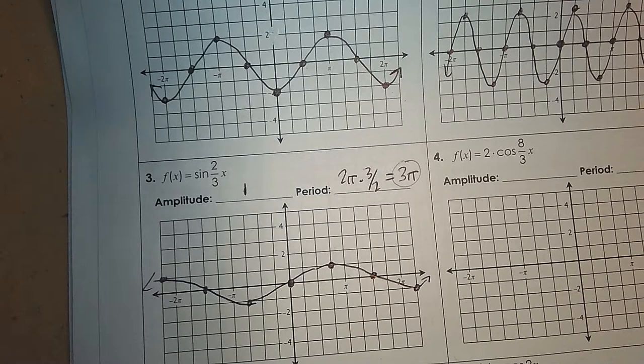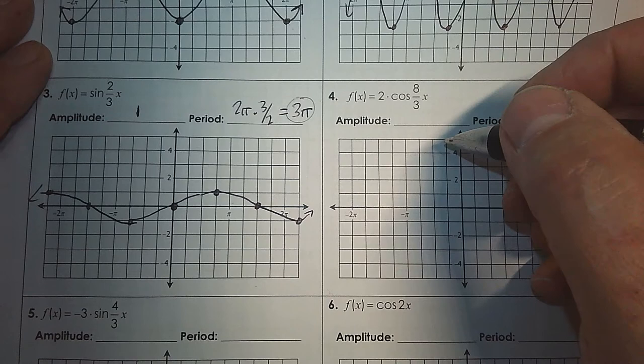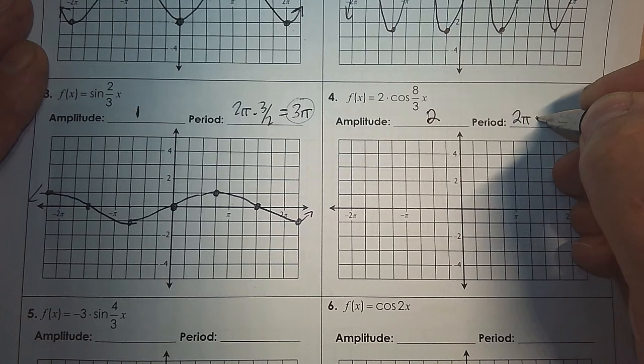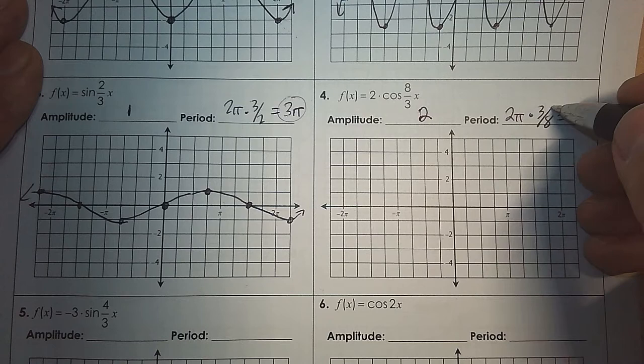All right, number 4. What's the amplitude? It's being multiplied by 2. What's the period? We start with 2 pi, and then we undo whatever is inside the function. So in this case, it's a fraction, so times 3/8. If I multiply this across, I get 6 over 8, or 3 pi over 4.